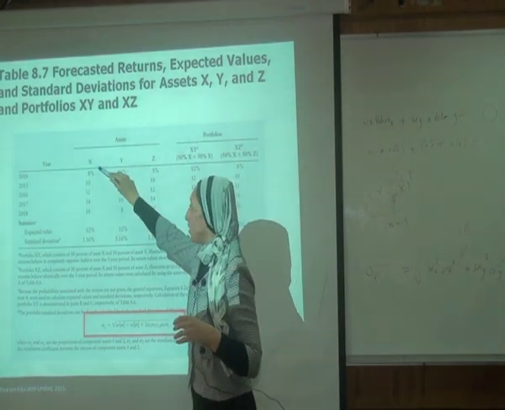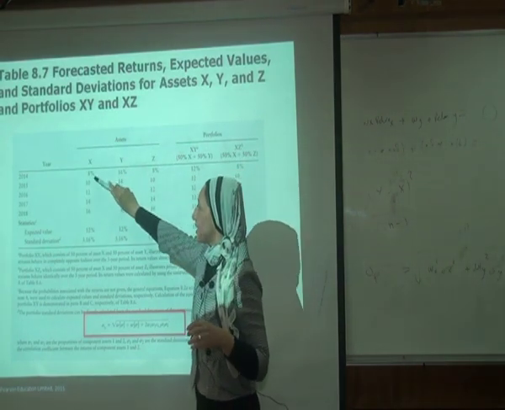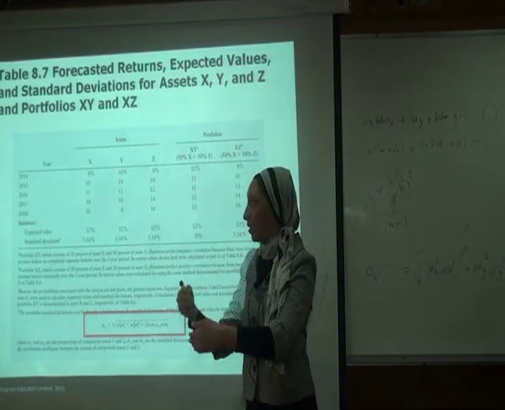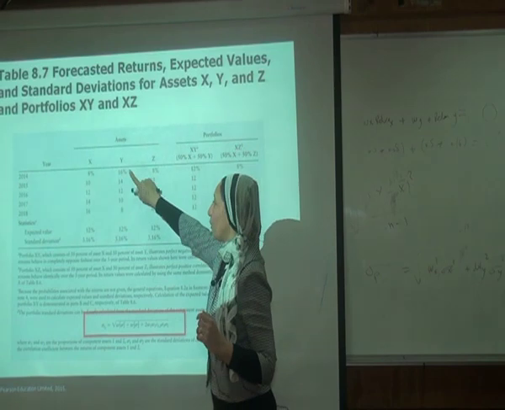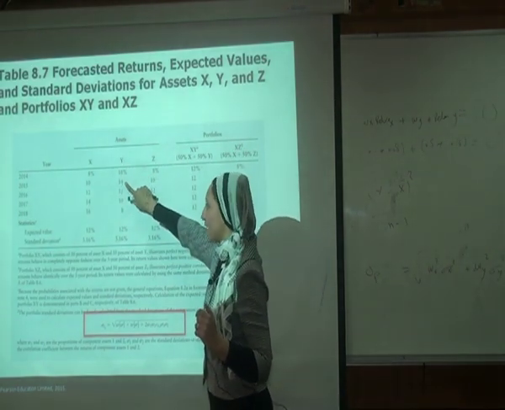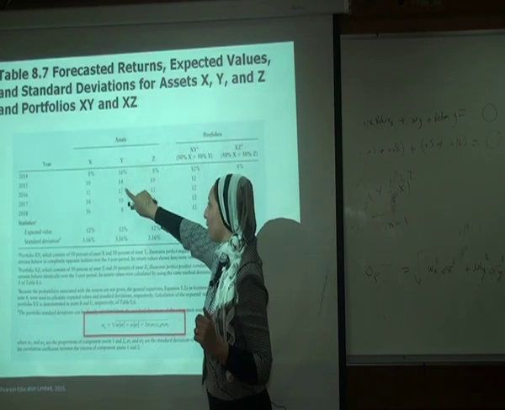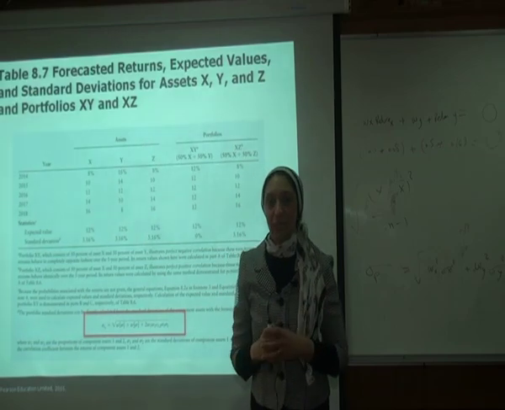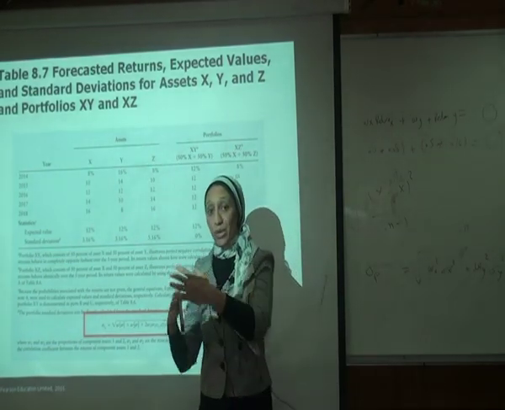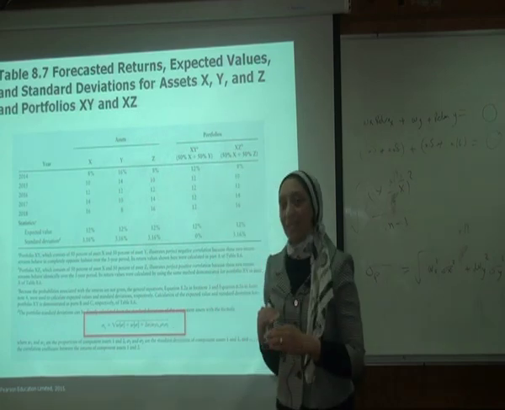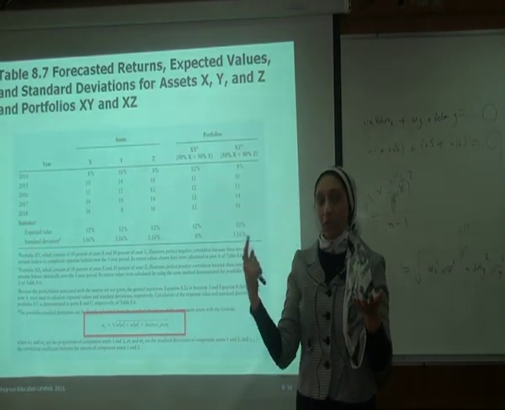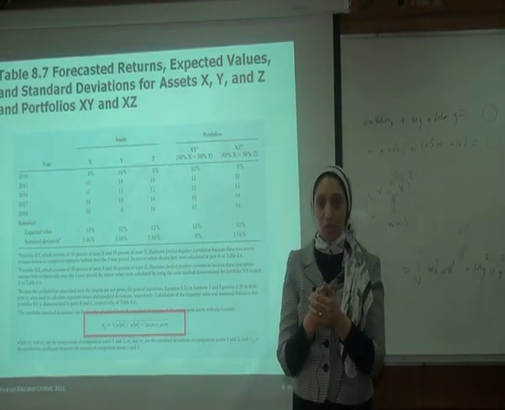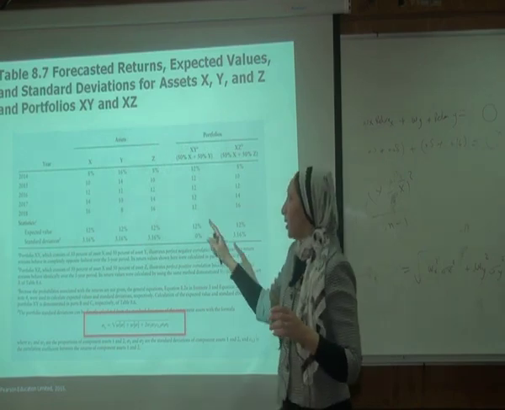Look here, stock X is increasing: 8, 10, 12, 14, and 16. It's increasing over time. Look at stock Y. Stock Y is decreasing over time. It's not increasing, it's decreasing over time. So those 2 stocks are negatively correlated, because as long as stock X is increasing in return, stock Y is decreasing in return. So by just looking at the values of return, you can determine which type of correlation there is between those 2 stocks, negative or positive.